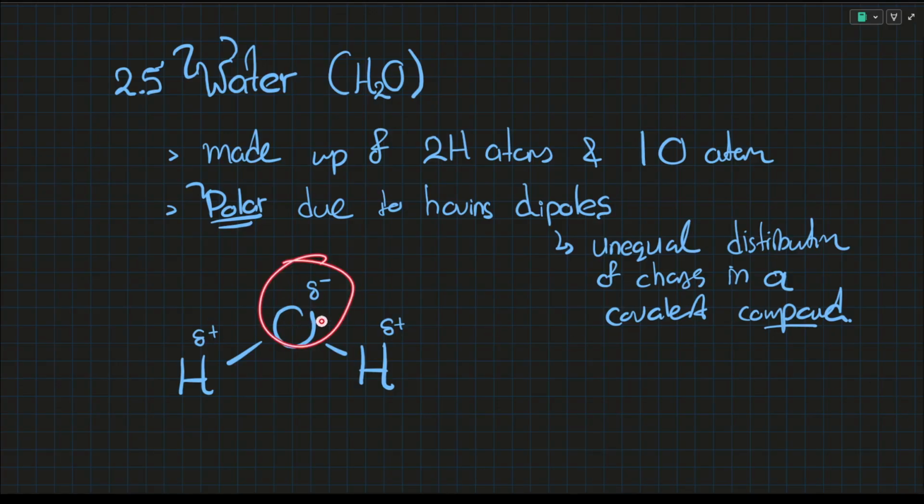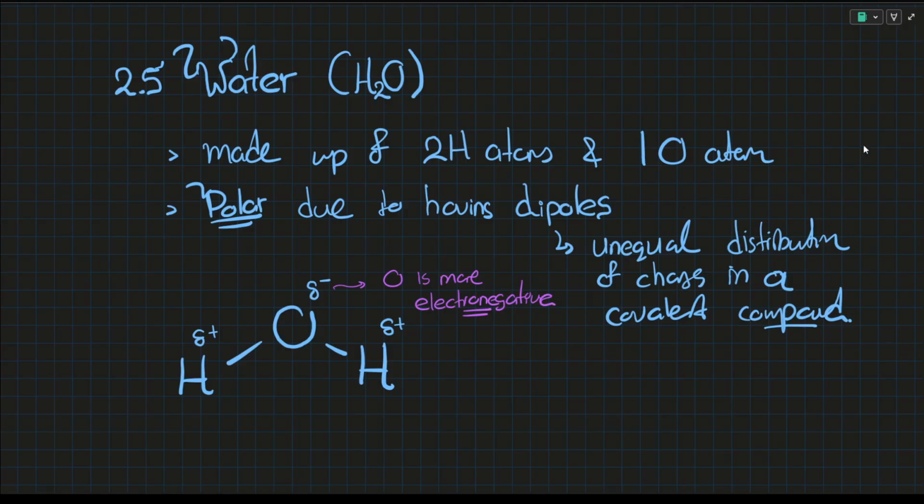Oxygen is more electronegative, so it has a delta negative charge. It's closer to negatively charged electrons. It can pull electron density from the hydrogens. That's why. I think I should write that down as well. Oxygen is more electronegative. Electronegativity is simply the ability to attract electrons.